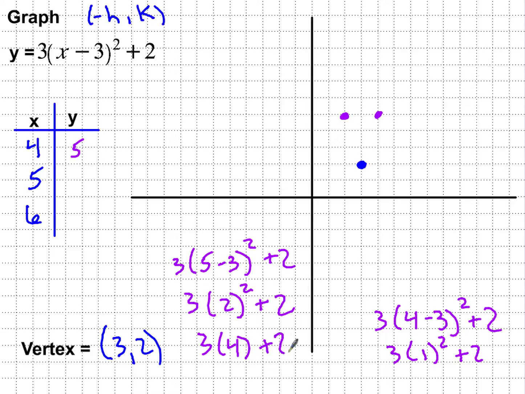plus 2. And that's going to give me 14, and 14 is probably going to be off this graph, but we'll try it anyways. 1, 2, 3, 4, 5, 6, 7, 8, 9, 10, 11, 12, 13. So it's all the way up here. So I know, just to show you guys, it's going to go all the way up there.